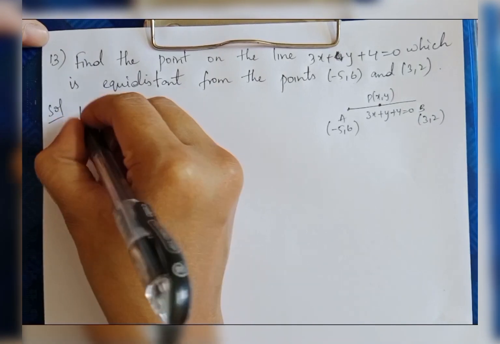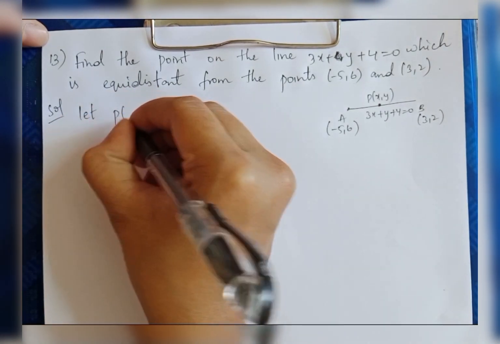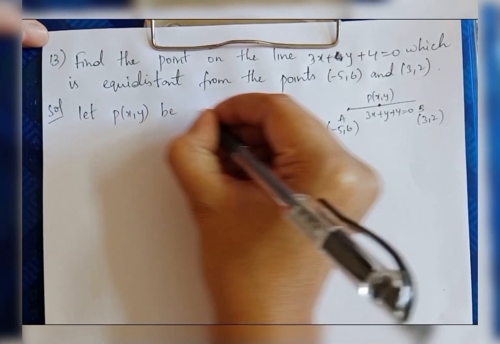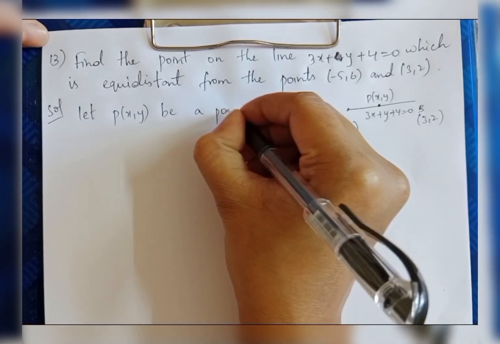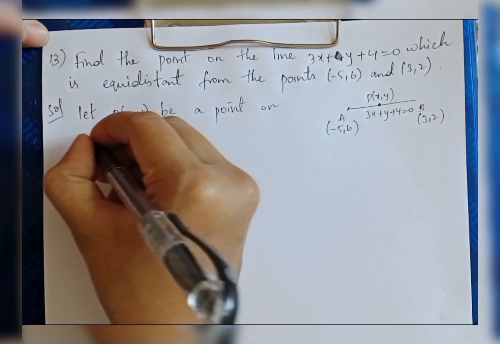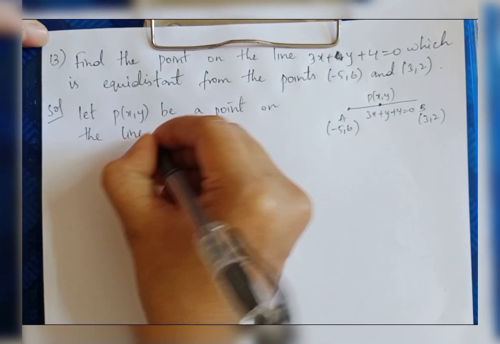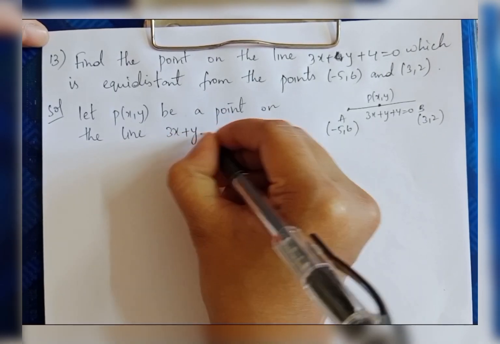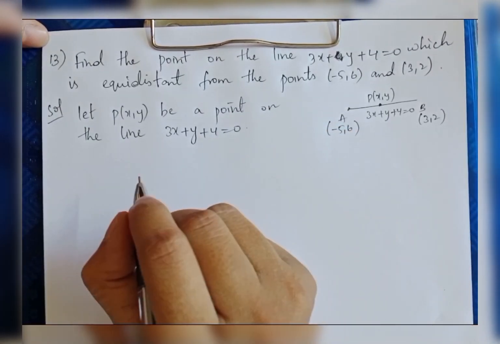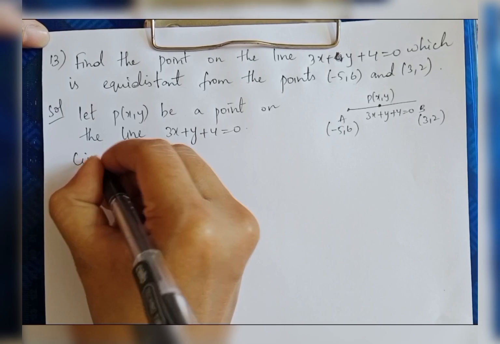Okay, so consider, let (x, y) be a point on the line 3x plus y plus 4 equals 0, which is equidistant, right?